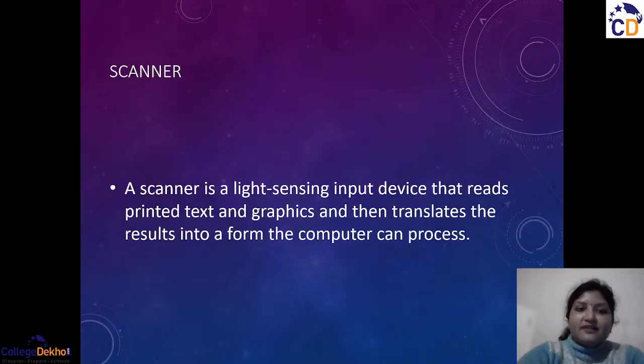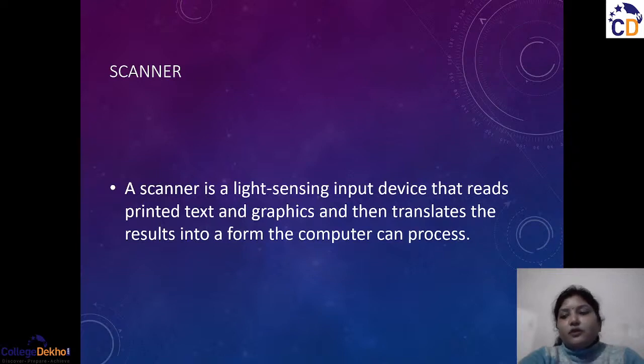Then we have scanners. If I want to scan any document, any picture, any signatures, I may be using the scanner. So a scanner is again an input device, a light sensing input device that reads printed text and graphics and then translates the results into a form the computer can process. So again, this is an input device, right? So we have learned about a number of input devices, right? Now let us move to the next part.